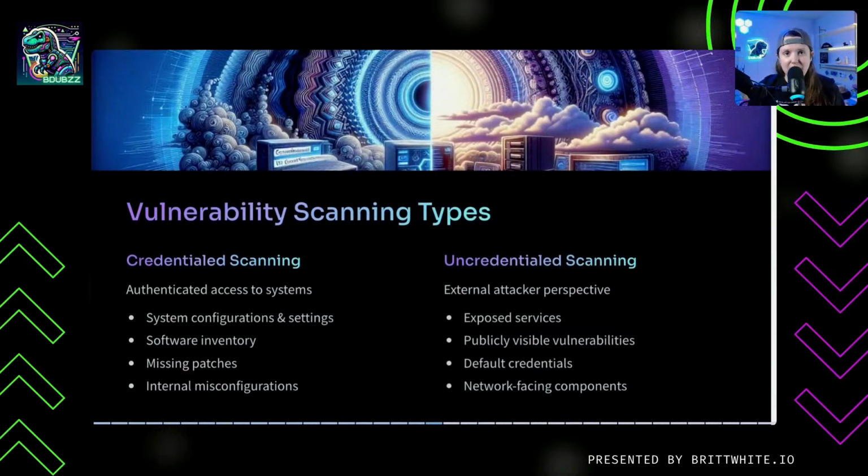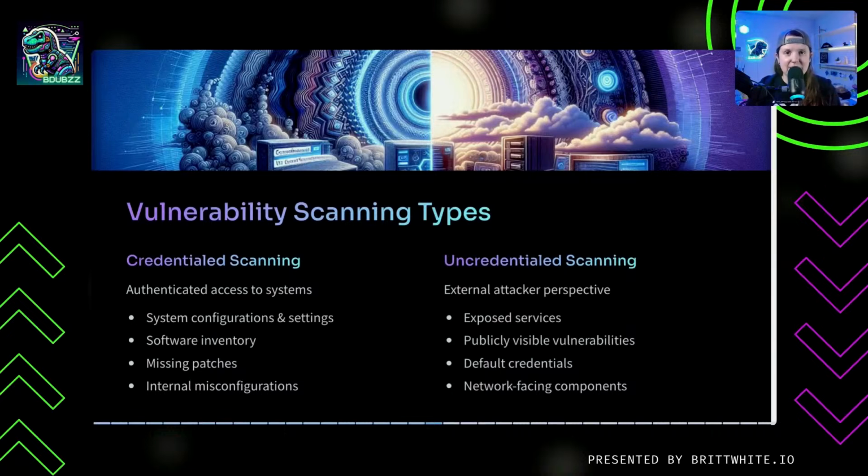Now let's dive into vulnerability scanning, an important tool in our security arsenal. This systematic approach helps us identify potential weaknesses in our systems. We have two main types that complement each other. The first type is credentialed scanning. This is like having a VIP backstage pass at a concert. It gives us special access to see things that regular visitors can't.